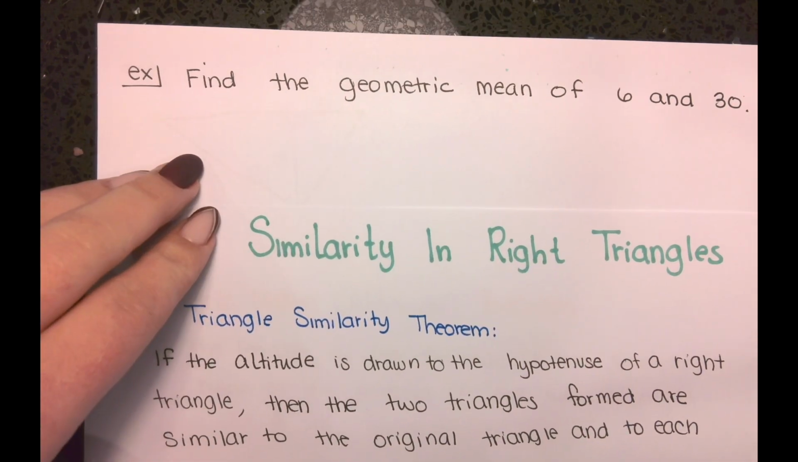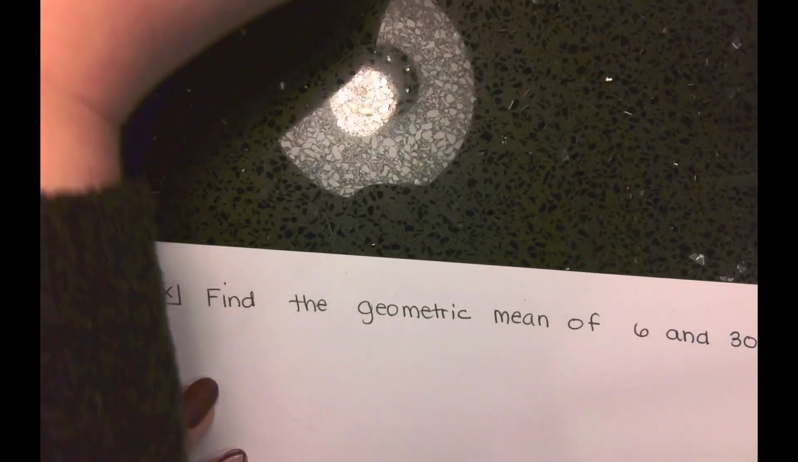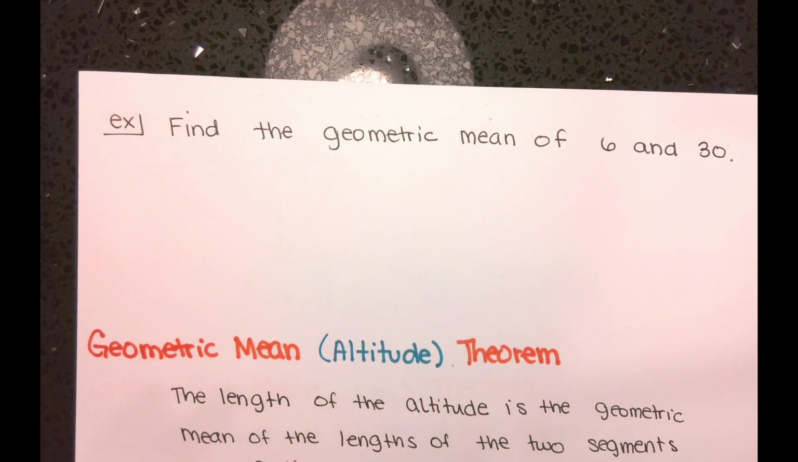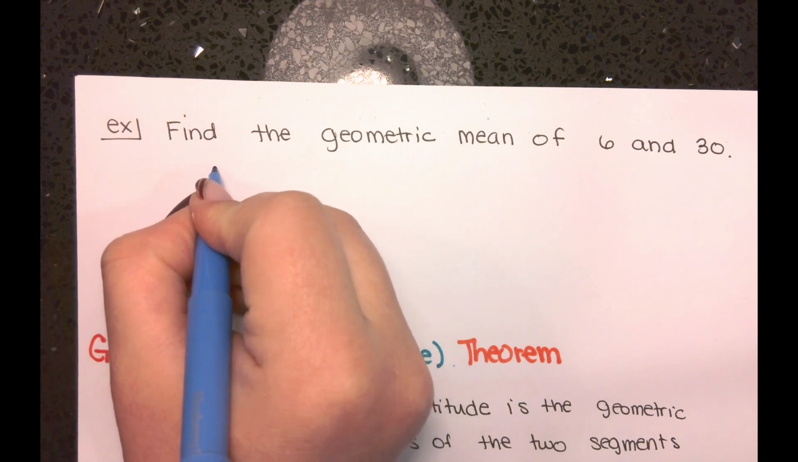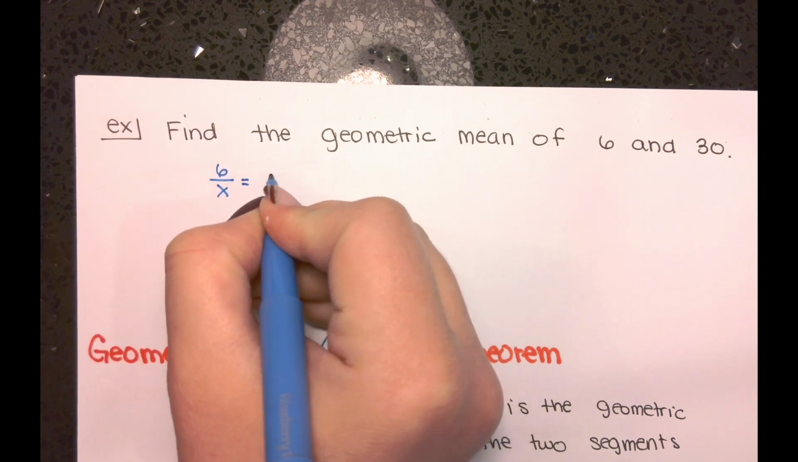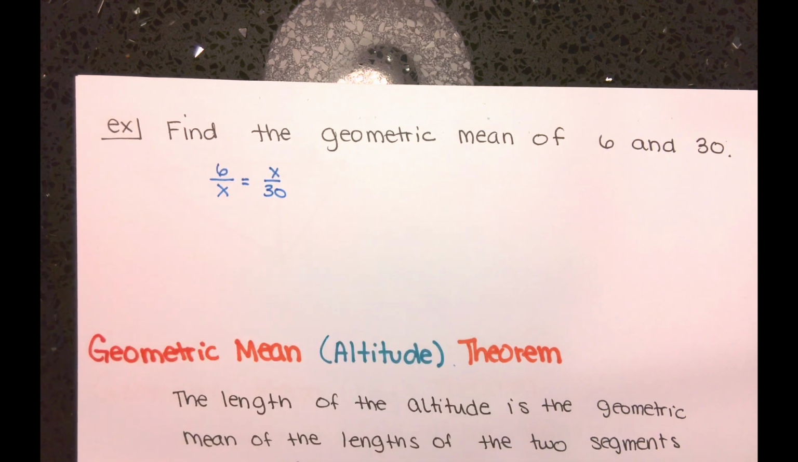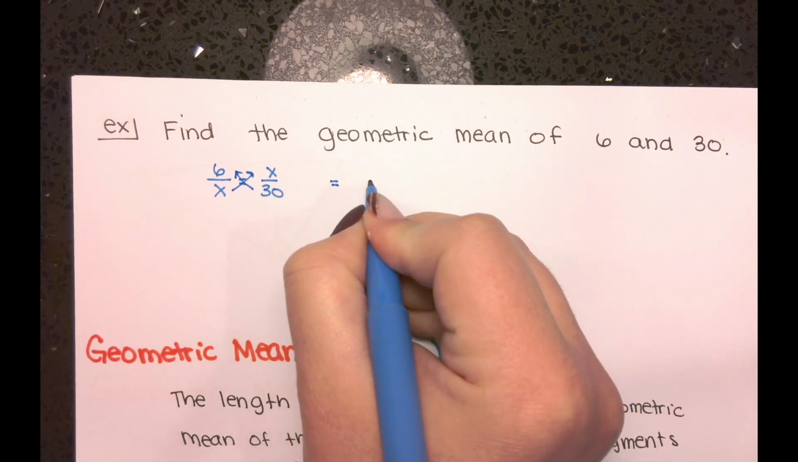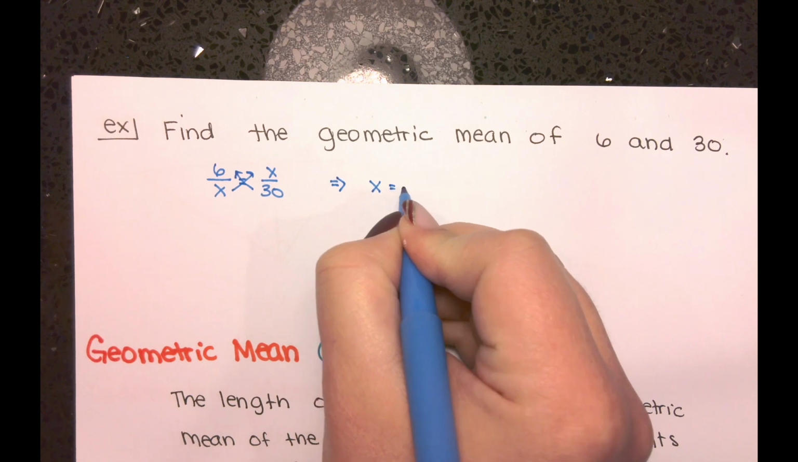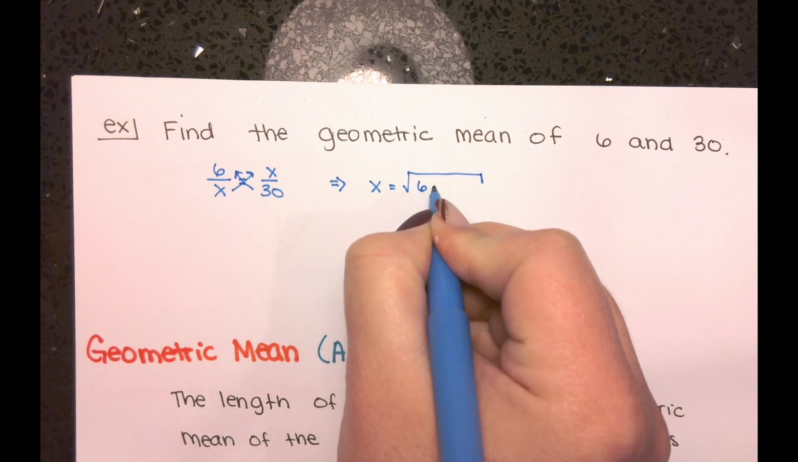Let's actually flip this paper around so it's not too distracting. And we'll get to the altitude theorem in a minute. But let's find the geometric mean of 6 and 30. It's going to look something like this. Now you can set up the proportion of 6 over x is equal to x over 30, or you can skip that and immediately go to x is equal to the square root of 6 times 30.